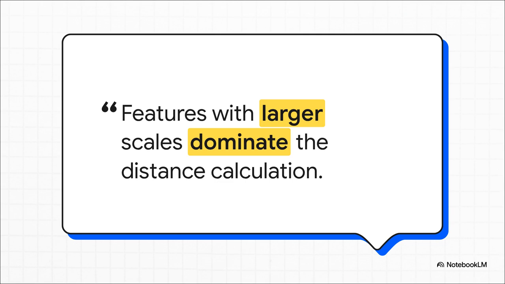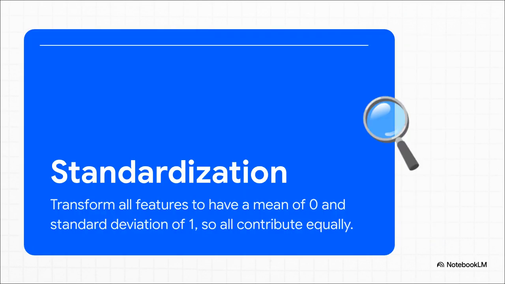That's a huge problem. So how do we fix this? Simple. We level the playing field. We use a technique called standardization, which basically puts all of our features onto the exact same scale. This makes sure that no single feature gets to bully the others just because its numbers are bigger. Now, age and salary can both contribute equally to figuring out who the true neighbors are.